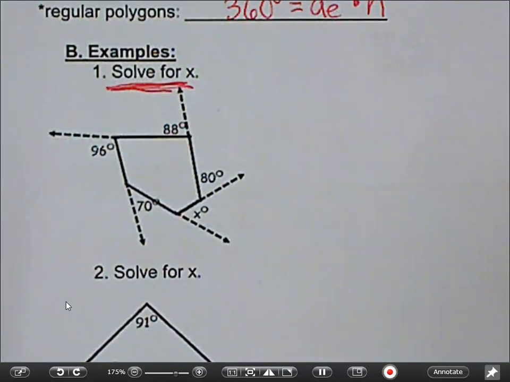Sometimes they want you to plug x back in, find something else. Thankfully, they're going to keep these just nice and simple. Say solve for x and go from there. Okay, the first question is this.